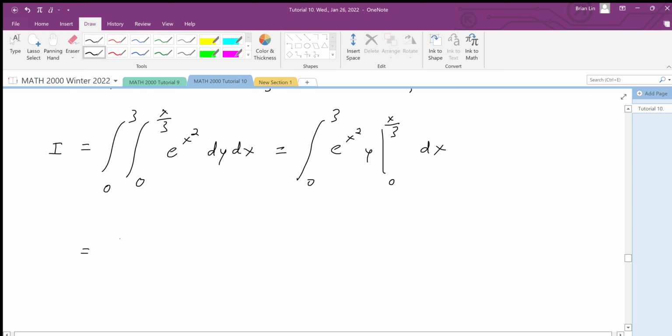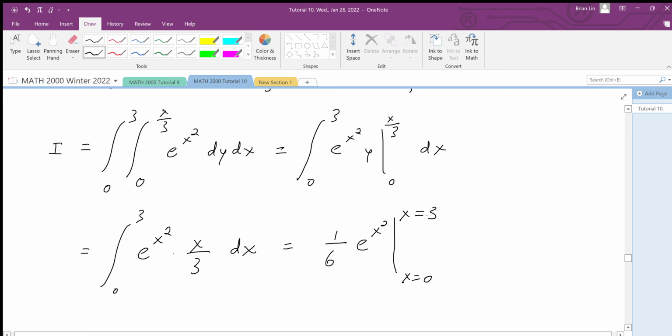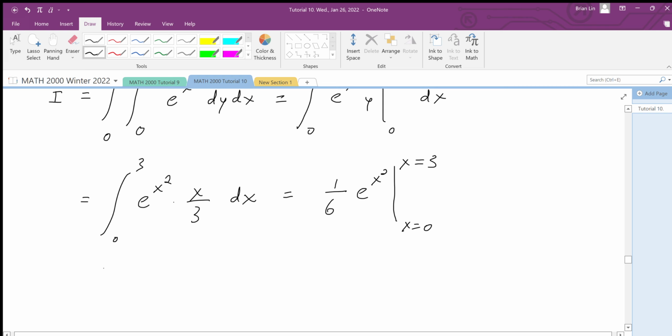And then we have e to the x squared times x over 3 minus 0, dx. And then now it's just first year integration. Use your favorite method, probably substitution here. This becomes 1 over 6, and x goes from 0 to 3. So that would simplify to 1 over 6 times (e to the power 9 minus e to the power 0, which is just 1). And that's it. That's it for question 2.